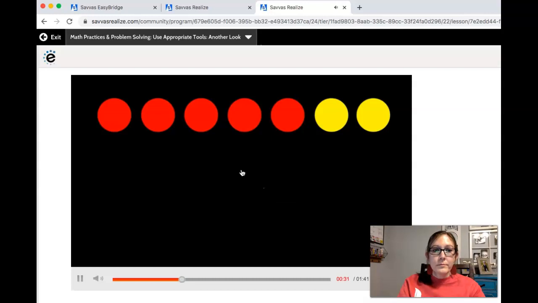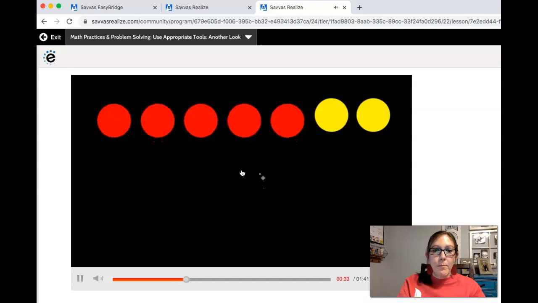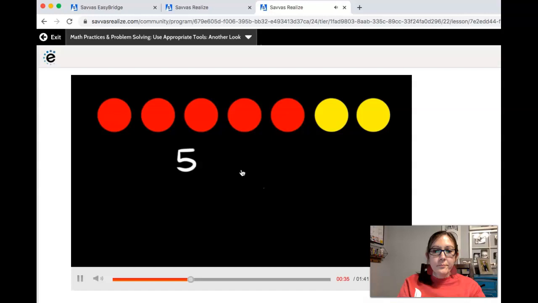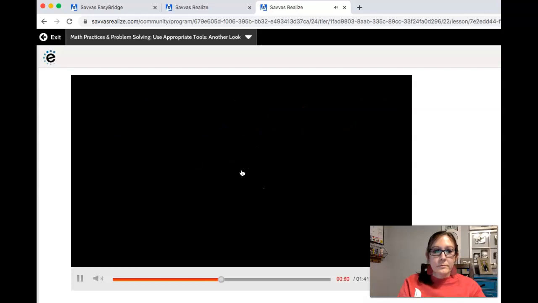Let's look at what we know. We began with 5 birds sitting on the fence. 5. Then 2 more birds joined them. That's plus 2. It's an addition story. 5 plus 2 equals 7. Now here's a different story.